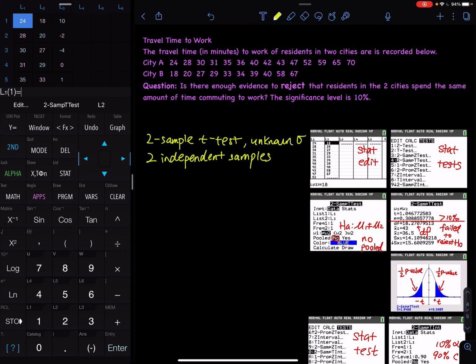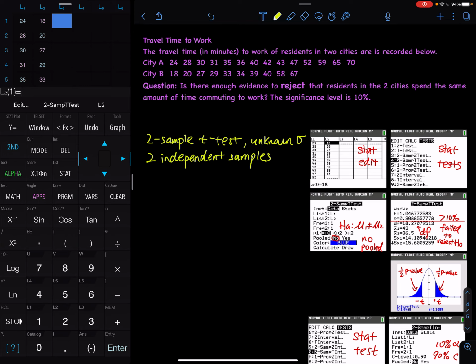And then in case you don't remember how to clean up an old data, I put city A in L1 and then city B in L2. For L3, that is old data from the previous problem. How do I delete that? All you have to do is put the cursor on top of L3, hit clear and then hit enter. So now the data is gone.